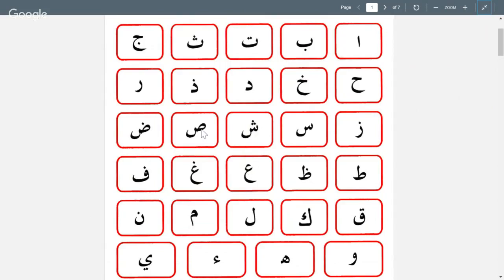Okay, next we have sawed and thawed. They look exactly alike. The only difference is that point over the letter thawed. Do you remember what I told you about the letter thawed?